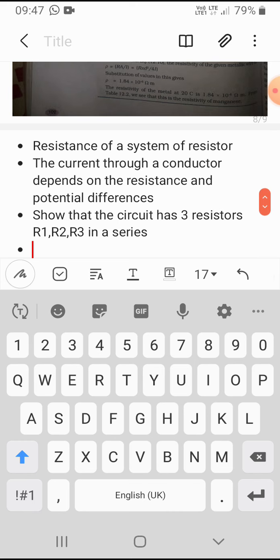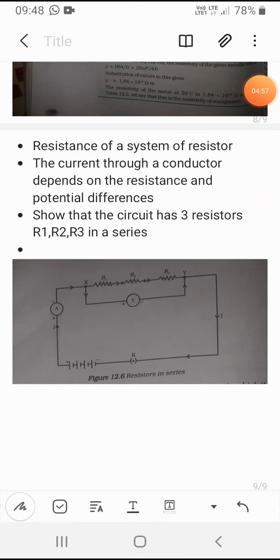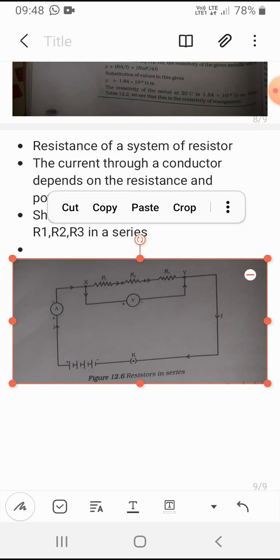If they ask a question like this, what you have to do is draw a diagram. The resistors R1, R2 and R3 should be there, and an ammeter and a switch should be there. You should put the current symbol and write I, otherwise there will be a mistake and they will not give marks. Current is also main, and here you have to put a voltmeter. The voltmeter symbol should be written at the ends of the resistance.